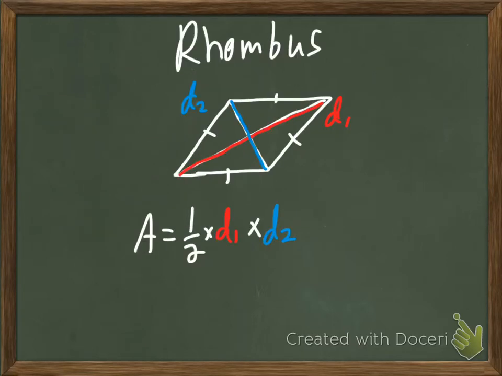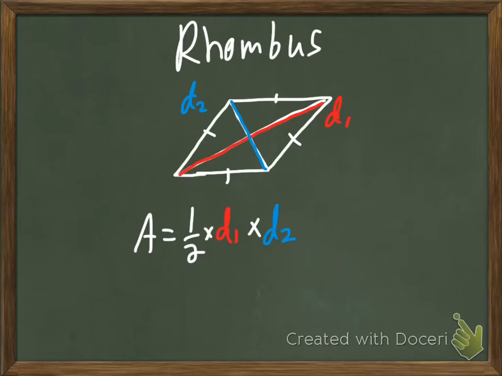Next, we're going to do the area of the rhombus. The area of a rhombus is a bit different. You can do base times height if that's given to you, because it is a parallelogram. Or you can use this formula here.